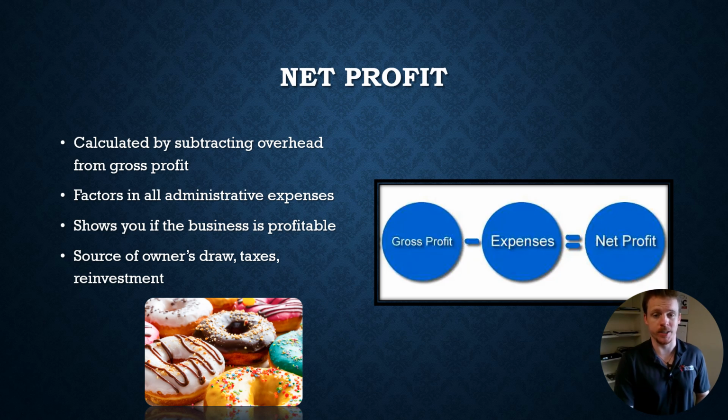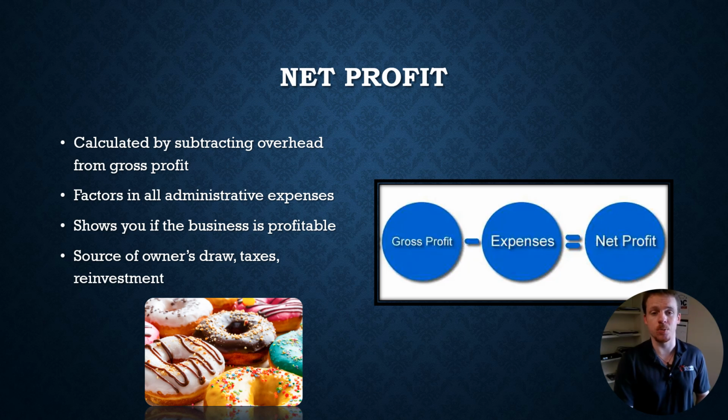To continue the baking example, you'll want to add up your gross profits from the donuts and the muffins, and then subtract out all the costs that aren't directly related to their production and sale, things like rent, insurance, and utilities. In other words, net profit takes the gross profit you're making from sales and then accounts for all the remaining administrative expenses to see if the business as a whole is profitable, and if so, by how much.